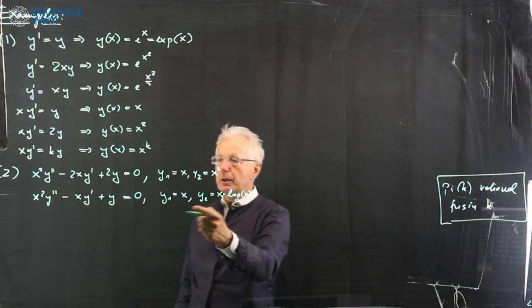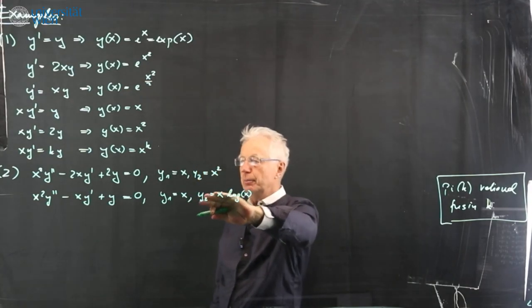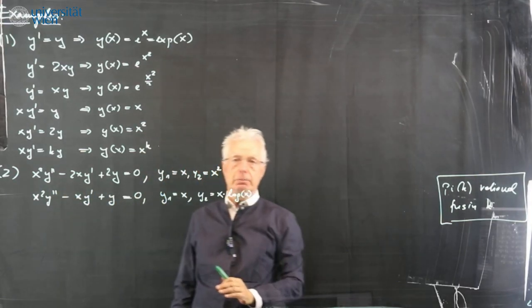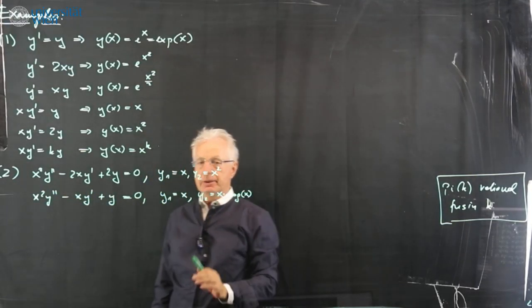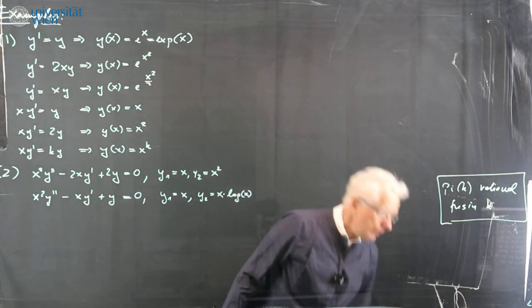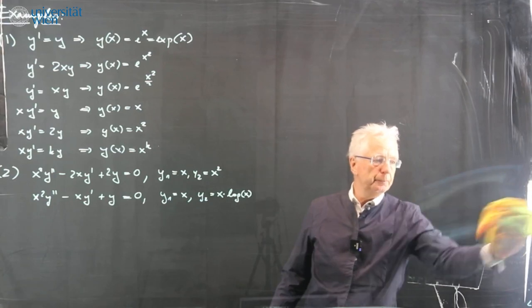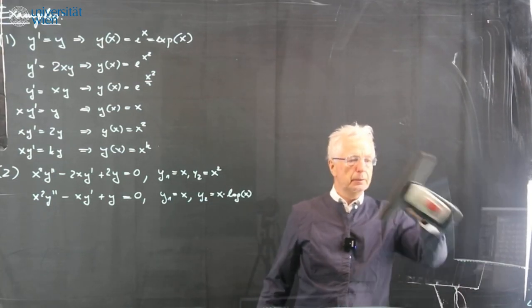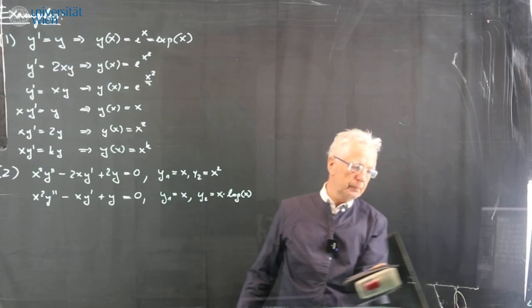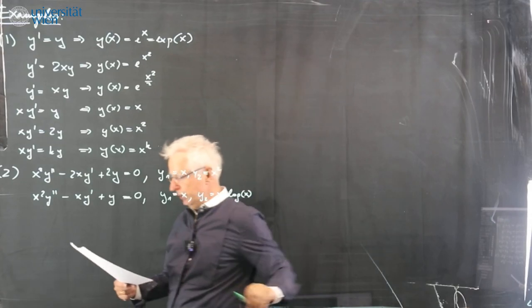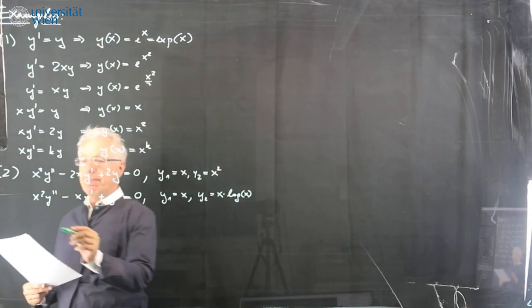So how would you see from the equation, if you don't know anything about the logarithm, that the logarithm must appear? Okay? And that's actually what Frobenius did, and we will do it also. Let me continue with my examples.